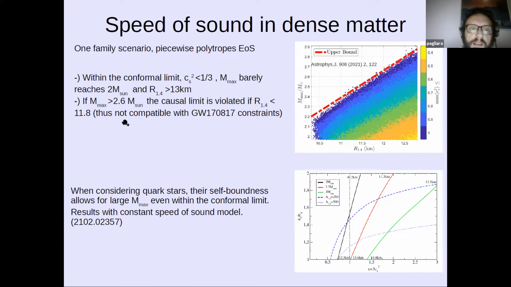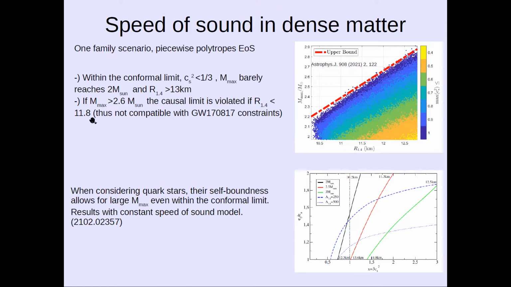If the maximum mass is 2.6, as the binary we are talking about is suggesting in a neutron star interpretation, actually not only is the conformal limit violated, but even the causal limit is violated if the radius of the 1.4 configuration is less than 11.8 kilometers.